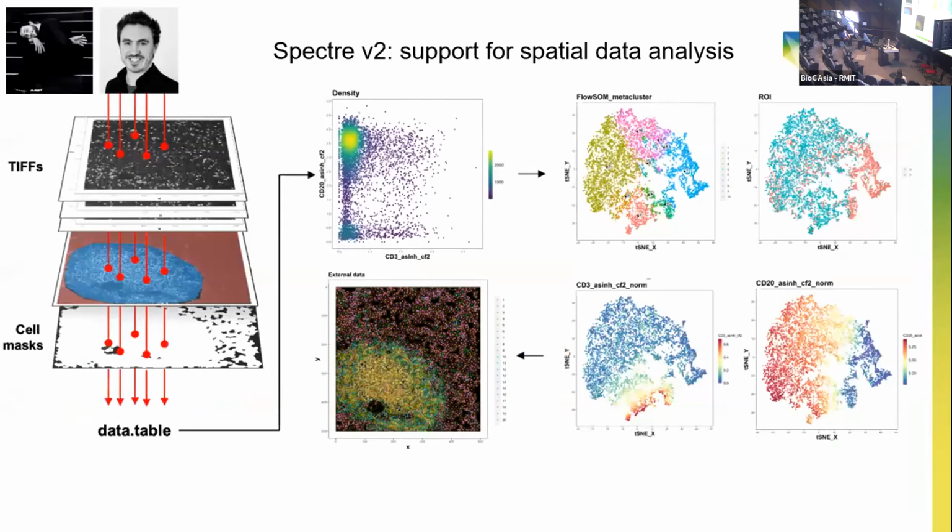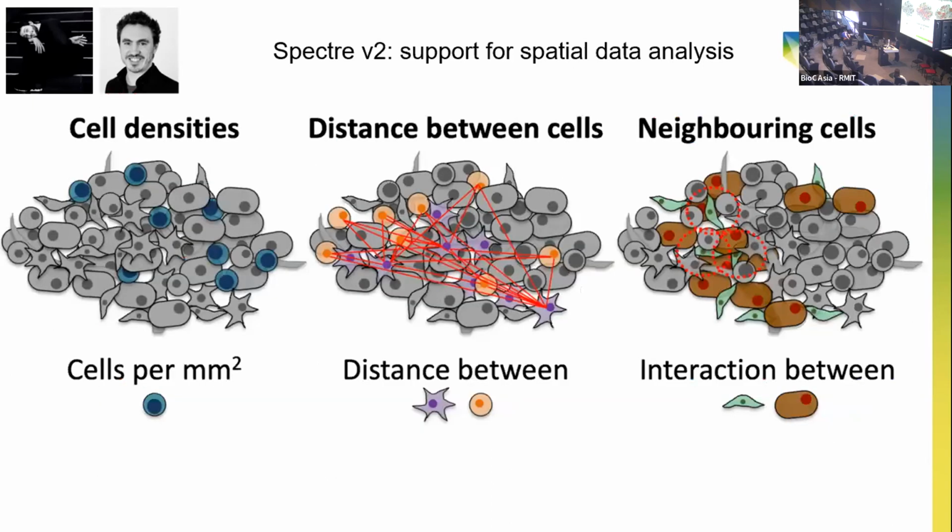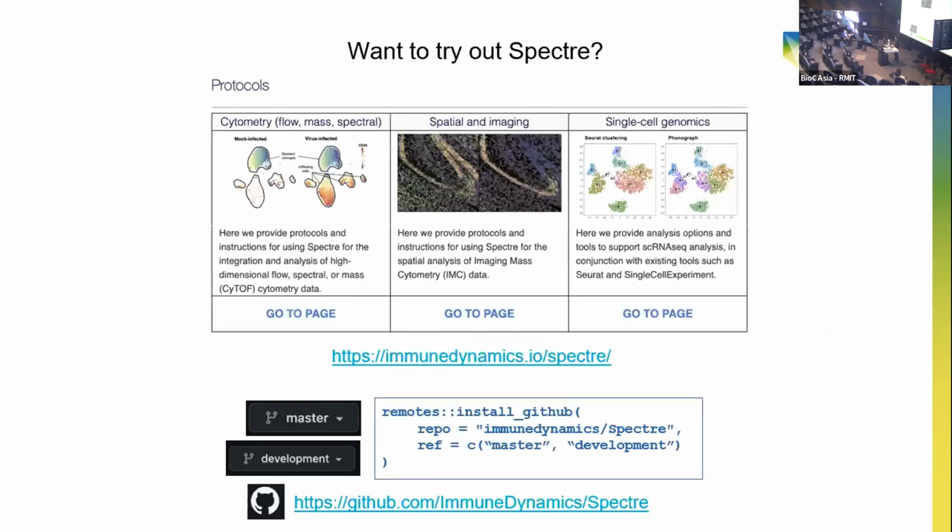What we would like to do is have the ability to import your segmented image, segment it however you like, using whatever protocol is your favorite, import it as a data table, and then analyze it as if it were your suspension-based cytometry data. And also we'd like to add some features to calculate spatial features like cell densities and distance between cells and neighboring cells. And that's pretty much it.